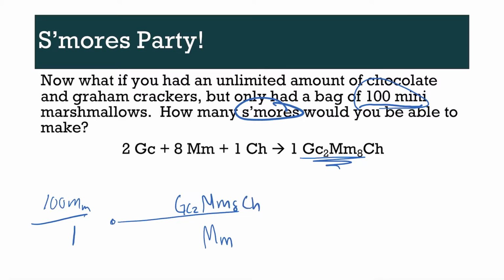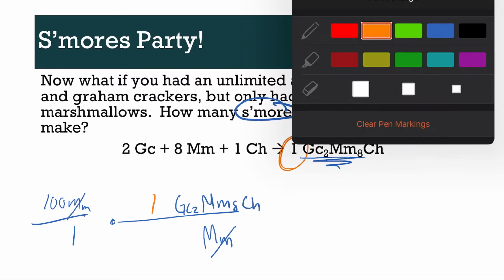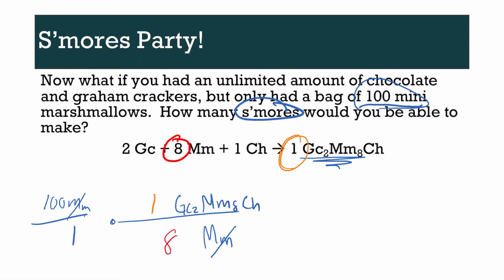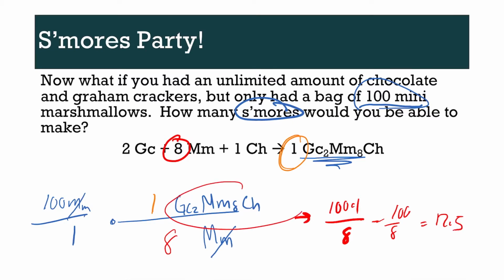Okay, so there's our setup. We want this to go on the bottom so it cancels. And now we have to add our numbers. 1 is the coefficient in front of our lovely s'more compound, and 8 is the coefficient in front of mini marshmallows. Again, we're just taking the numbers from the balanced equation. So now we're left with 100 times 1 over 8, so 100 over 8, which gives us 12.5. Remember, our unit is that; I'm just going to write s'mores because it's easier. So if you had 100 mini marshmallows, you could make 12 and a half s'mores.